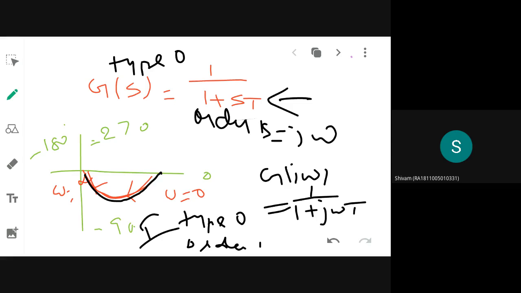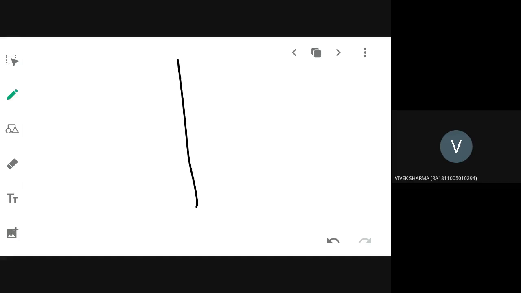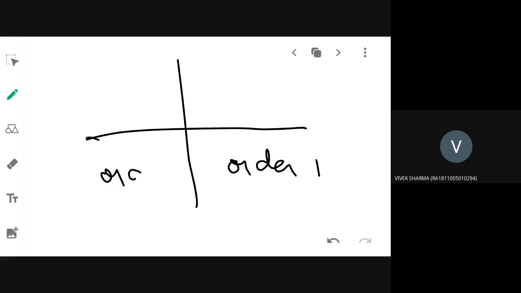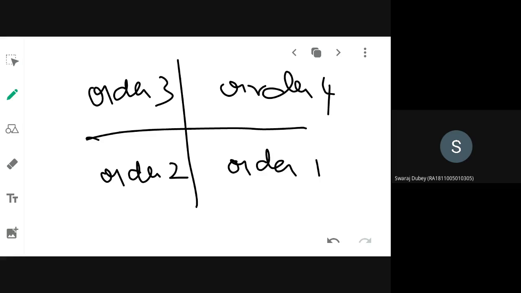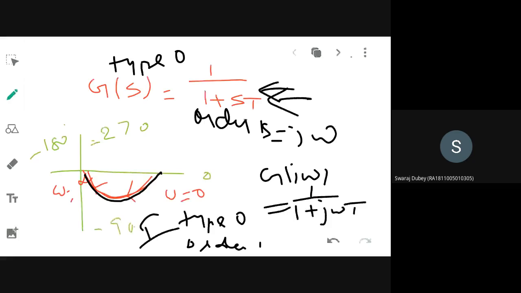Ma'am, can you explain this order part again, ma'am? I got how to take the type, but I'm not getting how to take the order, order 1, order 2, order 3, order 4. From the equation, what is the order? 1 only, no? And s to the power 0. So type 0, order 1, na? Understood, Vivek? Yes, ma'am.